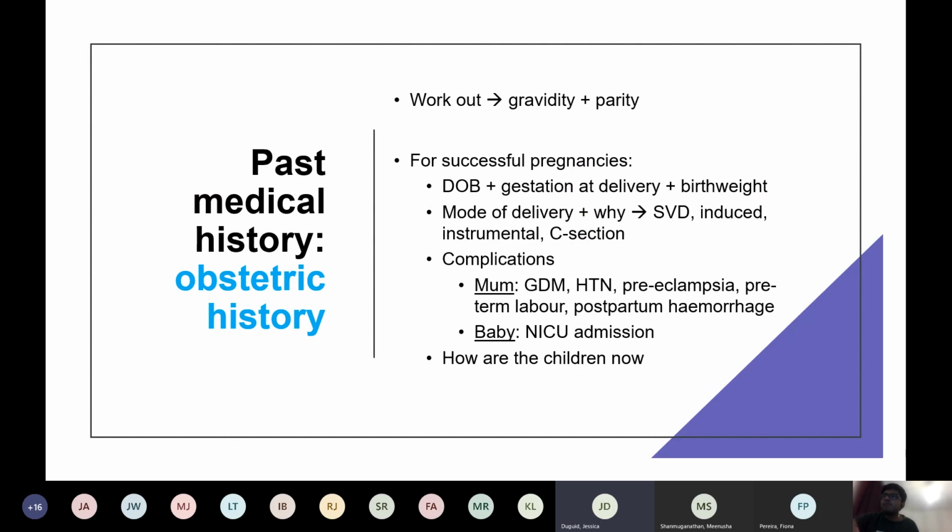Okay, so does that all make sense? Before we go on, what test can you not use for gestational diabetes in people that are pregnant?